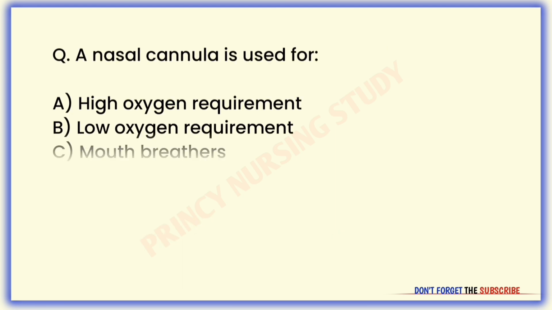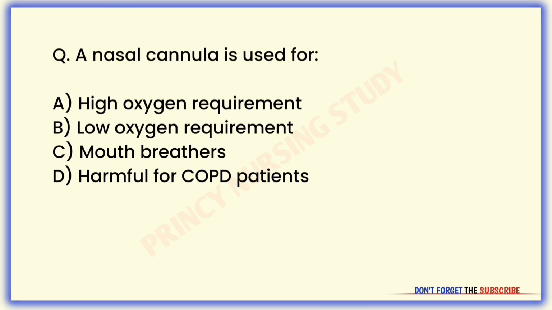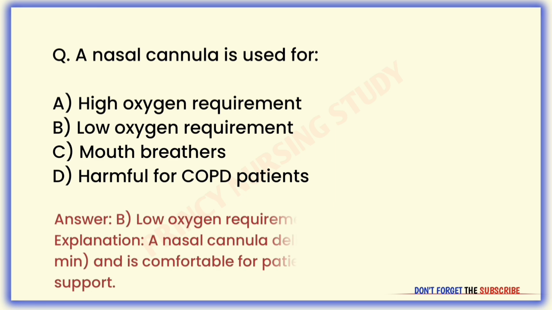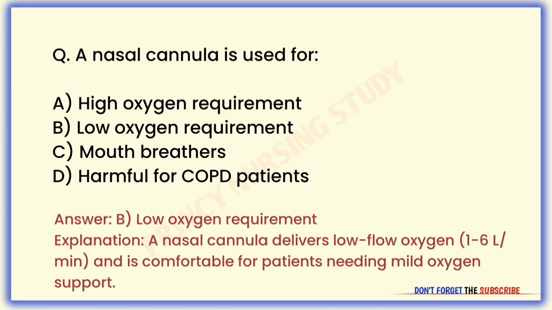Next question. A nasal cannula is used for. Correct answer is B. Low oxygen requirement. A nasal cannula delivers low flow oxygen, 1 to 6 liters per minute, and is comfortable for patients needing mild oxygen support.